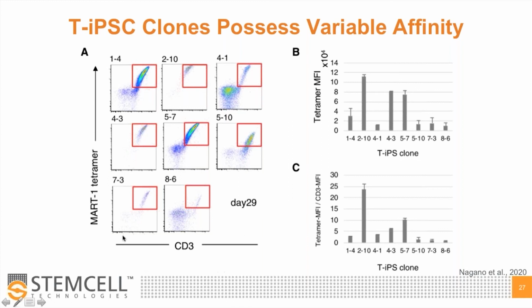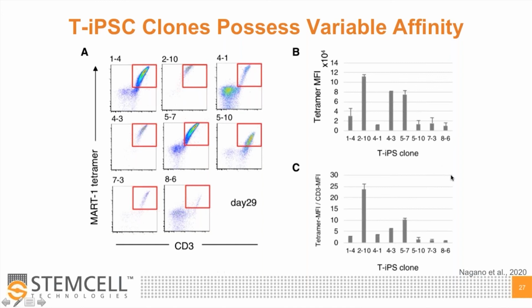So they again did CD3 by MART1 tetramer staining, and you can see that there are some differences in terms of their affinity to MART1 tetramer, and that's also outlined here in the graph. And you see that clone 210 has a very high affinity to tetramer, and there are different affinities versus the 4-1, which is one of the lower affinities.